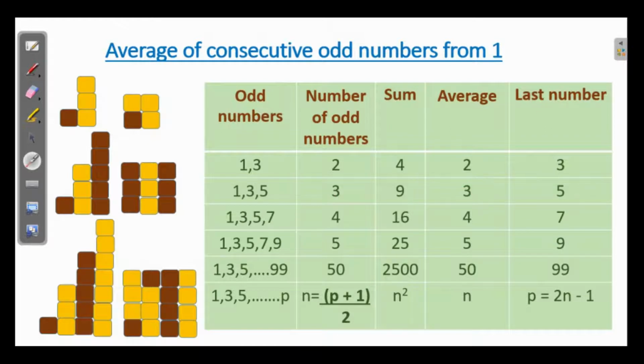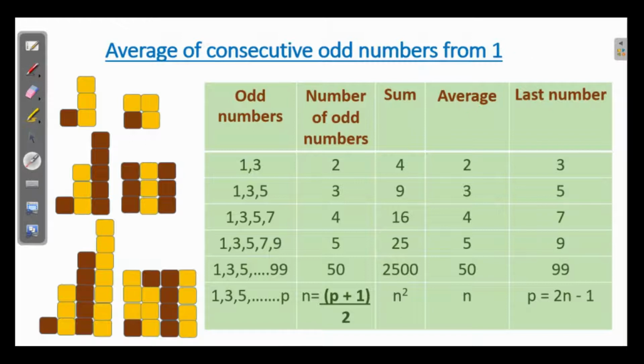One more, let us see. 1, 3, 5, 7. Here, as we have just seen, the middle two numbers are 3 and 5. So, 4 is the average. And the number is 4. Average is also 4. So, that is the speciality of consecutive odd numbers starting from 1.